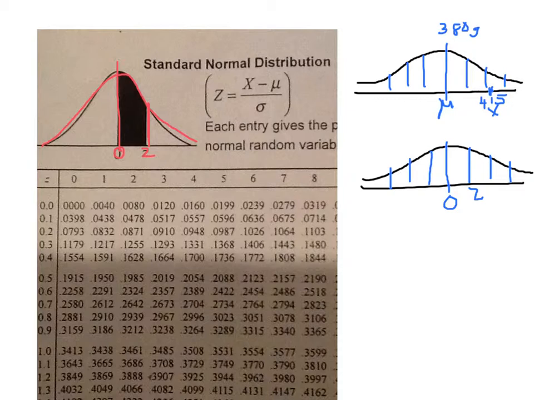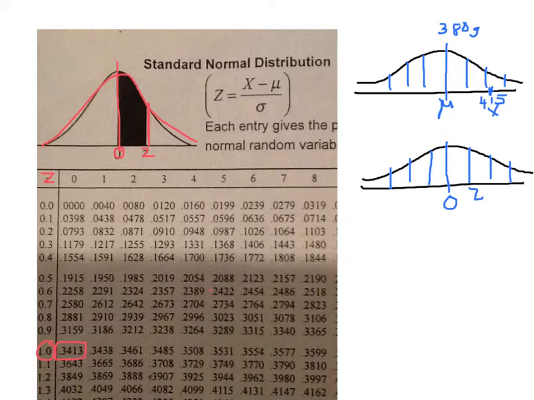On the table here, the shaded area is all in the middle of the table. On the outside is the Z value, and you look down first. So if my Z value is one standard deviation, 1.00, you can see next to it the probability 0.34.